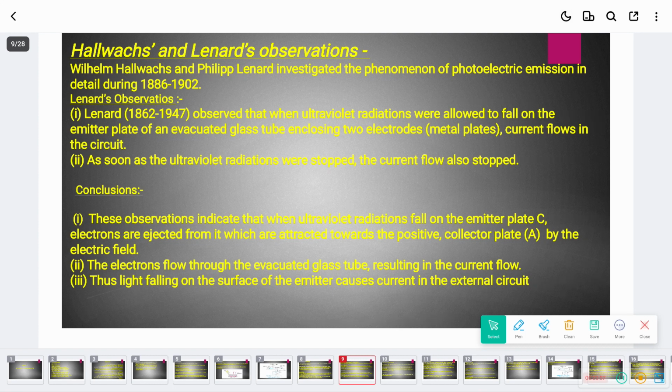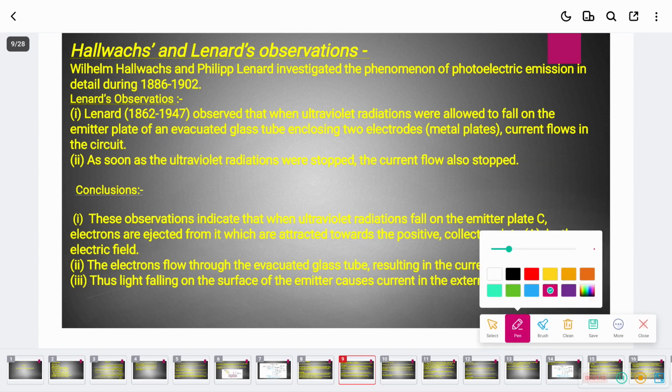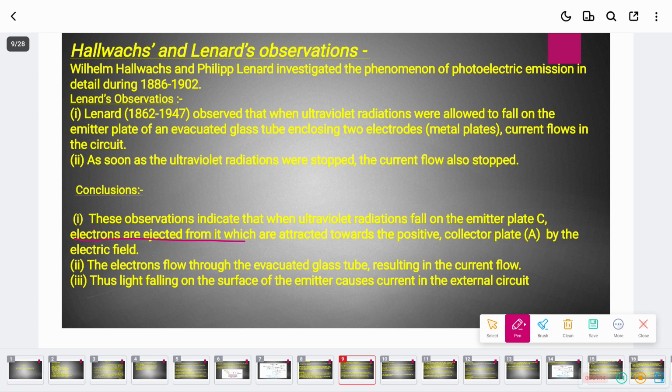No current flows. Current flow also stops. So what is the conclusion? The conclusion is that these observations indicate that when ultraviolet radiation falls on the emitter plate, which is C, electrons are ejected from it and attracted towards the positive electrode plate.